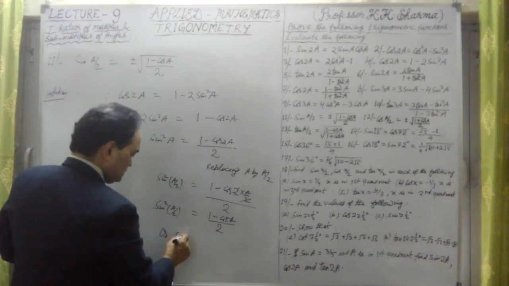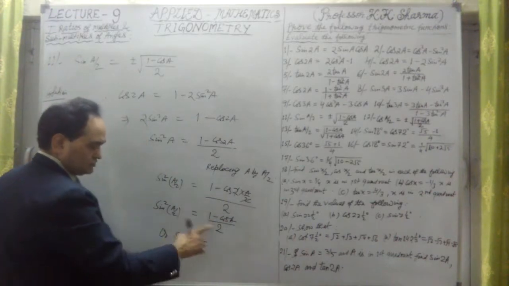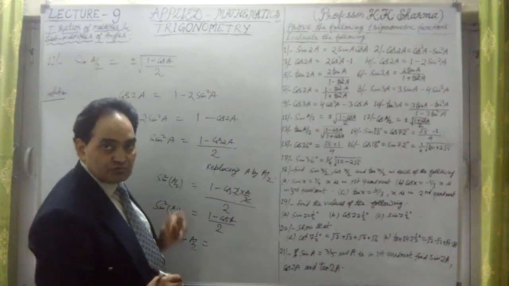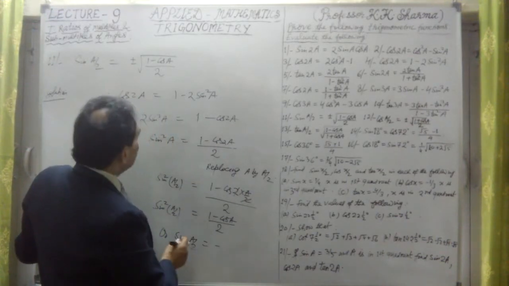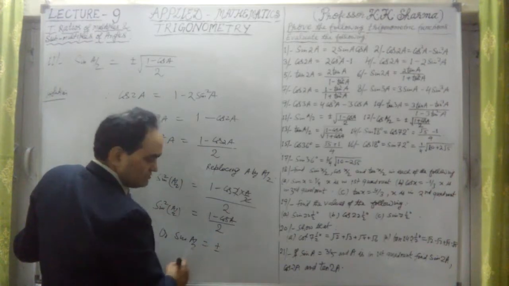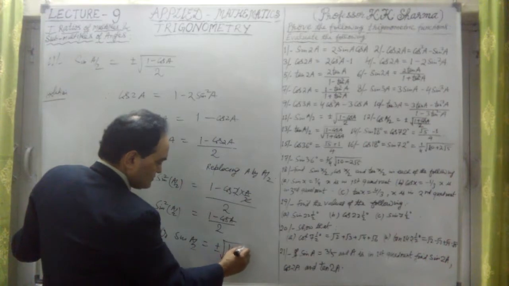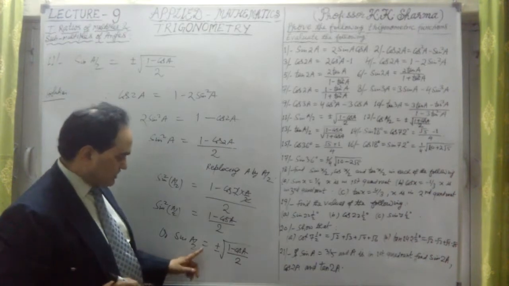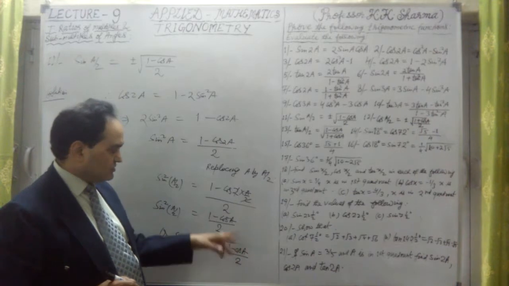Or sine A by 2. If I take a square root on both sides, the square will cancel out. Here it will be plus minus sine, because sine can be positive or negative. We can write here plus minus because we are taking a square root, which gives us (1 minus cos A) upon 2. This is how sine A by 2 is obtained. So sine A by 2 is therefore plus minus under root (1 minus cos A) upon 2.